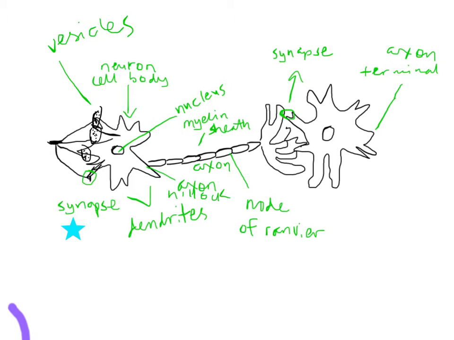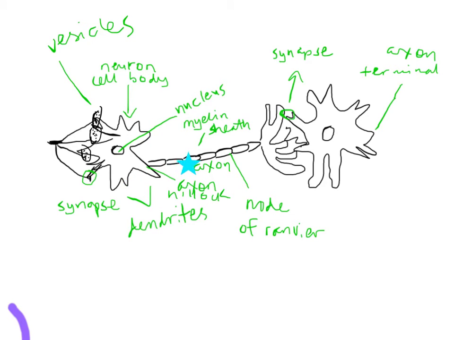The soma is the cell body which contains the nucleus and everything needed for survival. The vesicles, they are like spit bubbles that hold the neurotransmitters. Here are the dendrites. They receive information from other neurons. The more dendrites a cell has, the more neurons it can communicate with.